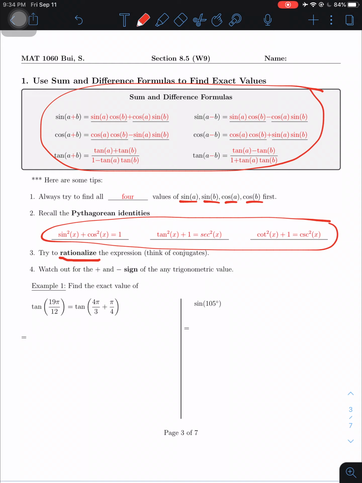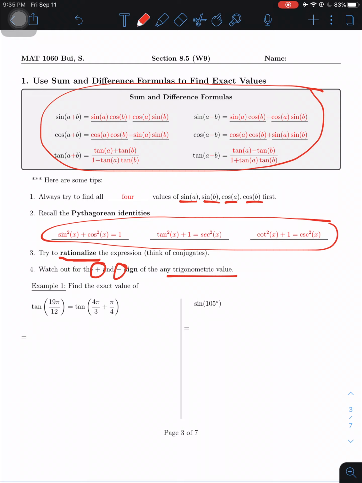Okay, and last tip in there, watch out for the plus and minus sign of the trig value. So this one I told you before, just because we learned about positive trig values, it doesn't mean that trig values cannot be negative, right? We have reference angles, we know that a trig value could be positive, it could be negative depending on where your angle is at, right? It depends on the quadrant where your angle lies. Okay, so just keep that in mind.